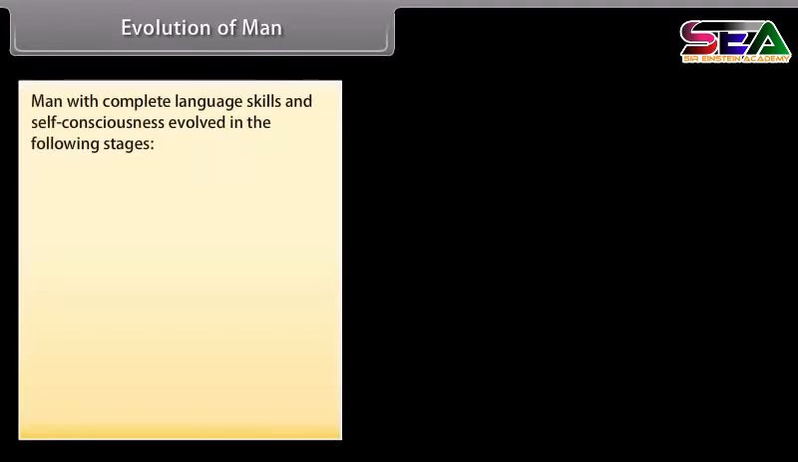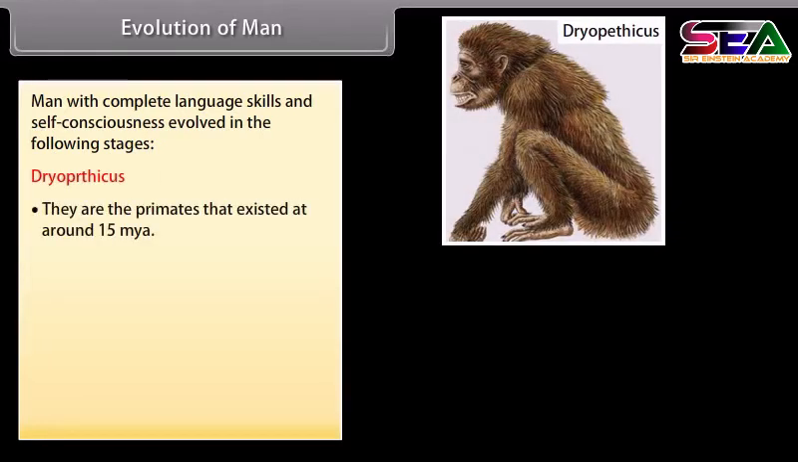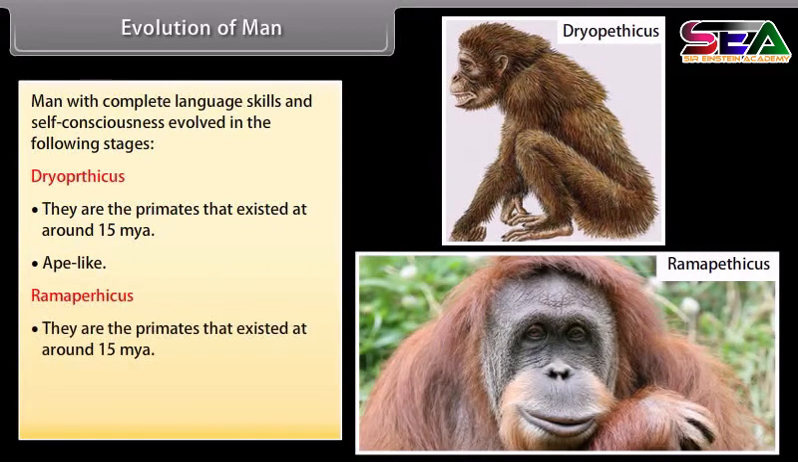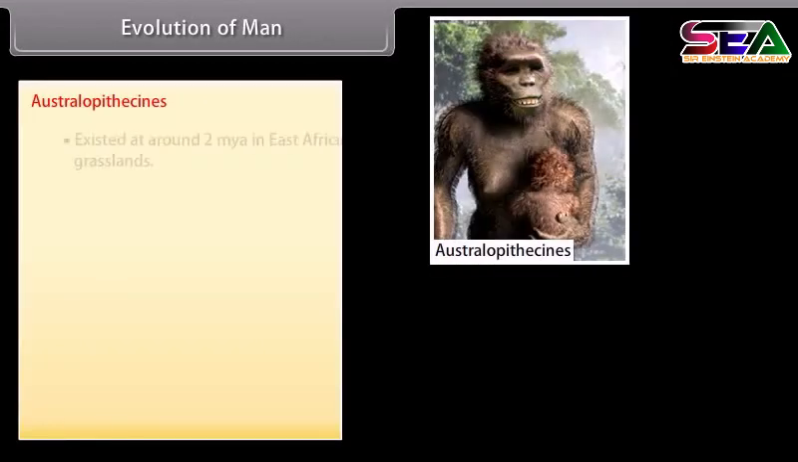Evolution of man. Man, with complete language skills and self-consciousness, evolved in the following stages. Dryopithecus are the primates that existed at around 15 million years ago. Ape-like Ramapithecus are the primates that existed at around 15 million years ago. Man-like, walked upright and were about 4 feet tall. Australopithecines existed at around 2 million years ago in East Africa grasslands.